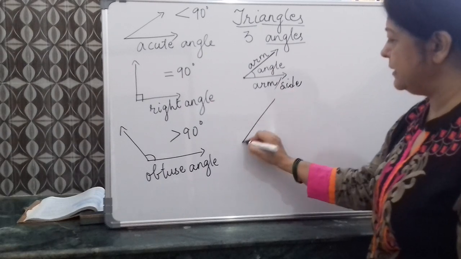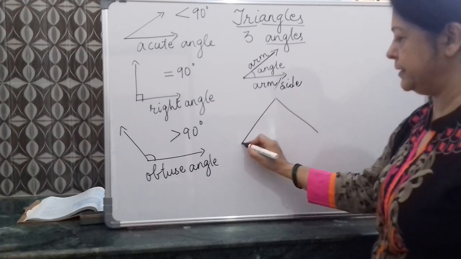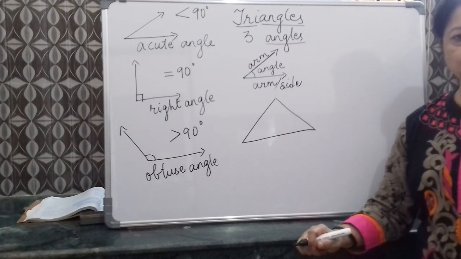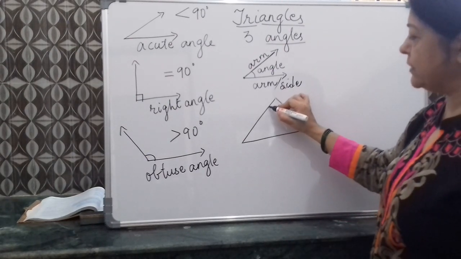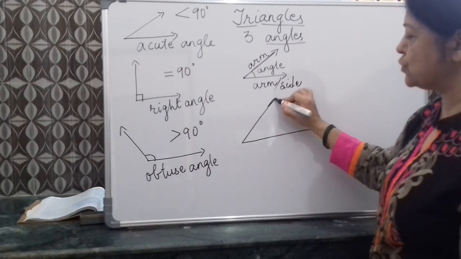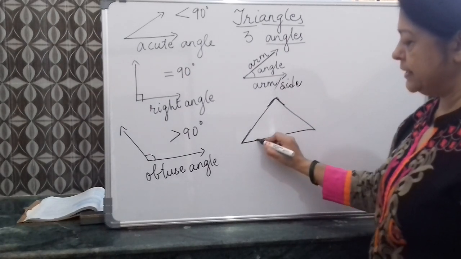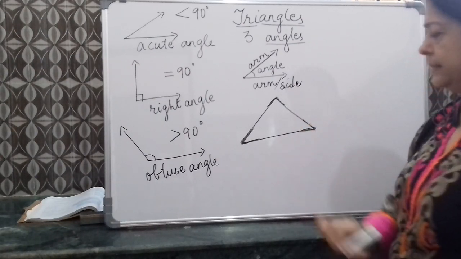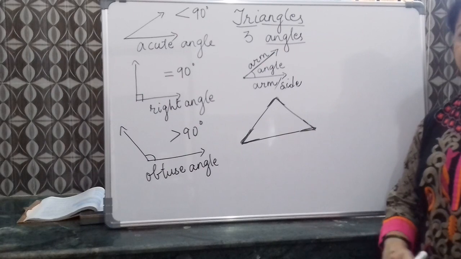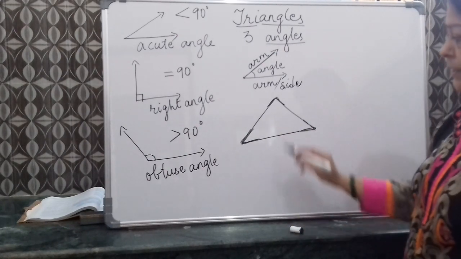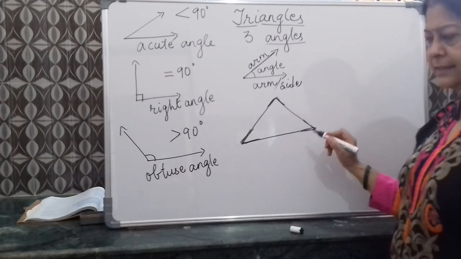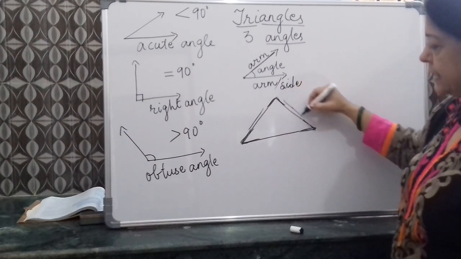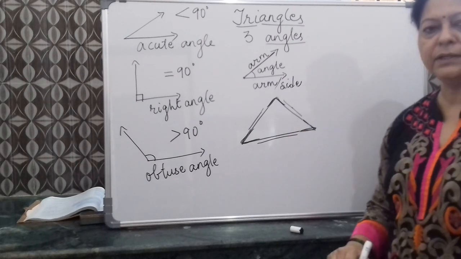So a triangle is a closed figure. A triangle is a closed figure which has three angles. So this is one angle, as you can see. This is the second angle, and this part here is the third angle. So in a triangle there are three angles. Apart from these three angles, there are three sides also. This is side number 1, side number 2 and side number 3.